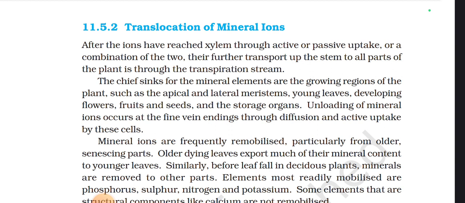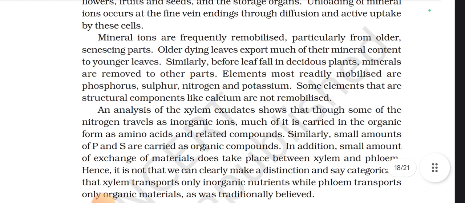Unloading of mineral ions occurs at the fine vein endings through diffusion and active uptake by these cells. Mineral ions are frequently remobilized, particularly from older senescing parts. Older dying leaves export much of their mineral content to younger leaves. Similarly, before leaf fall in deciduous plants, minerals are removed to other parts.